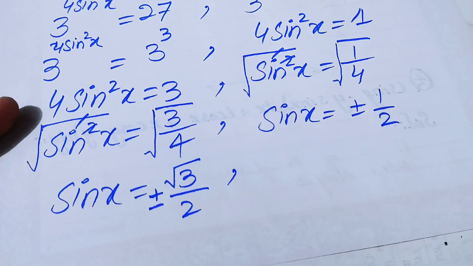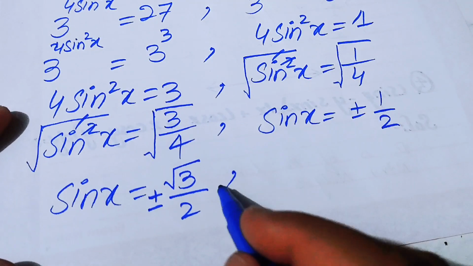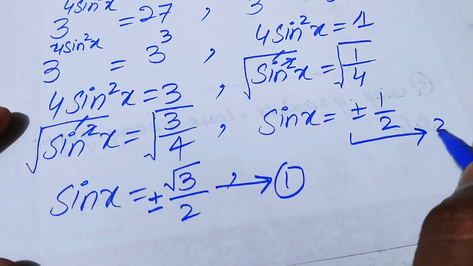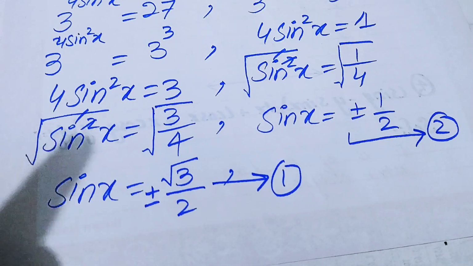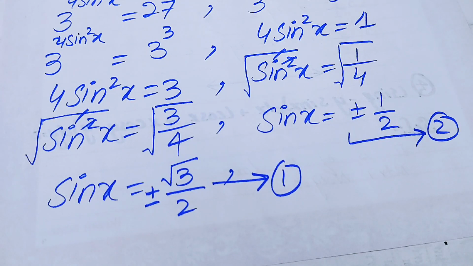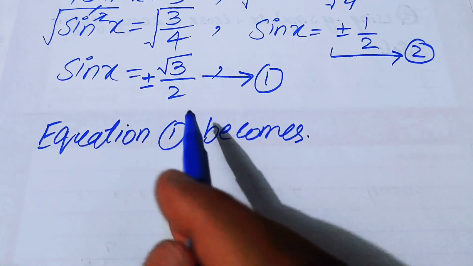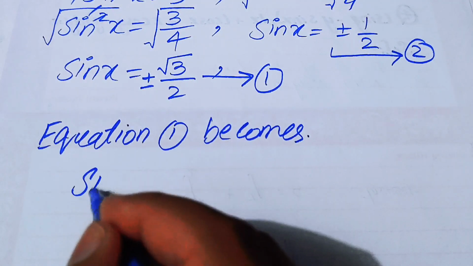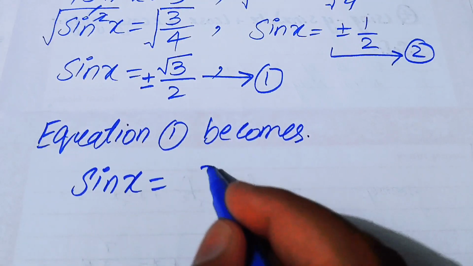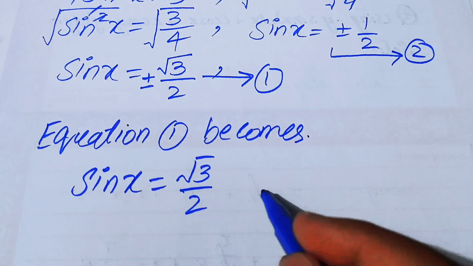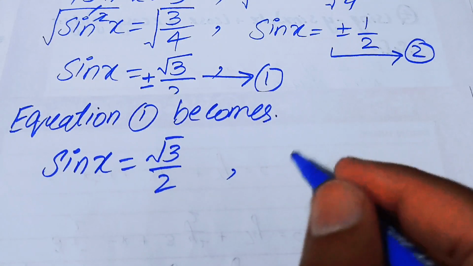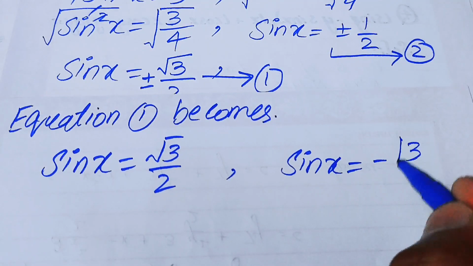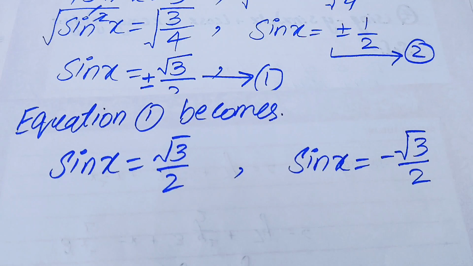So here you get two cases, so I can name this equation number 1 and this equation number 2. Now I can solve these two equations one by one. First we solve equation number 1. Equation number 1 also has two cases. The first is sine x is equal to positive square root 3 over 2, and similarly the second case of equation number 1 is sine x is equal to minus square root 3 over 2.